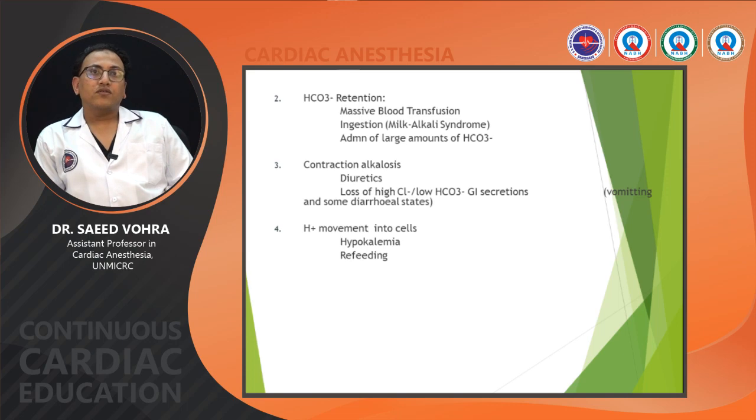There is a contraction alkalosis, as occurs in patients with diuresis or loss of high chloride, low bicarbonate GI secretions, as in some diarrheal states. The fourth one is H plus movement into the cells, which occurs during hypokalemia or refeeding.